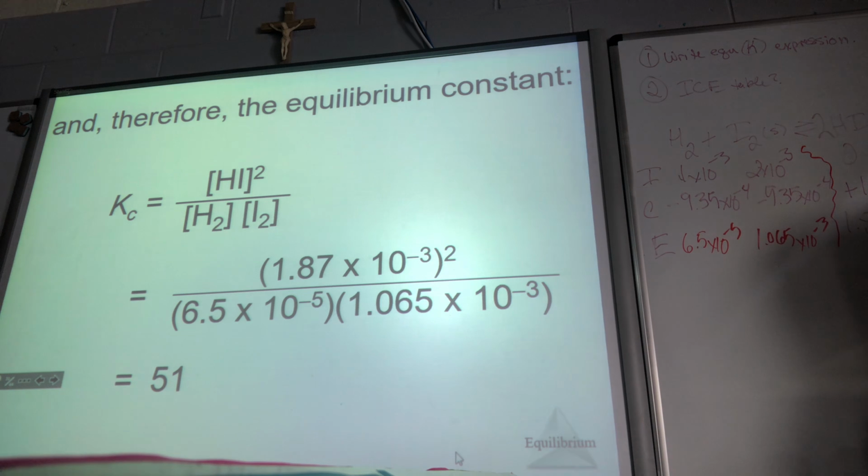All right, so in calculating this, they included I. Should they have included I? No. Heck no. According to their original reaction, I was a solid. So is that right? No. That is wrong. You should only be doing this one. Someone plug it in and tell me what you get.